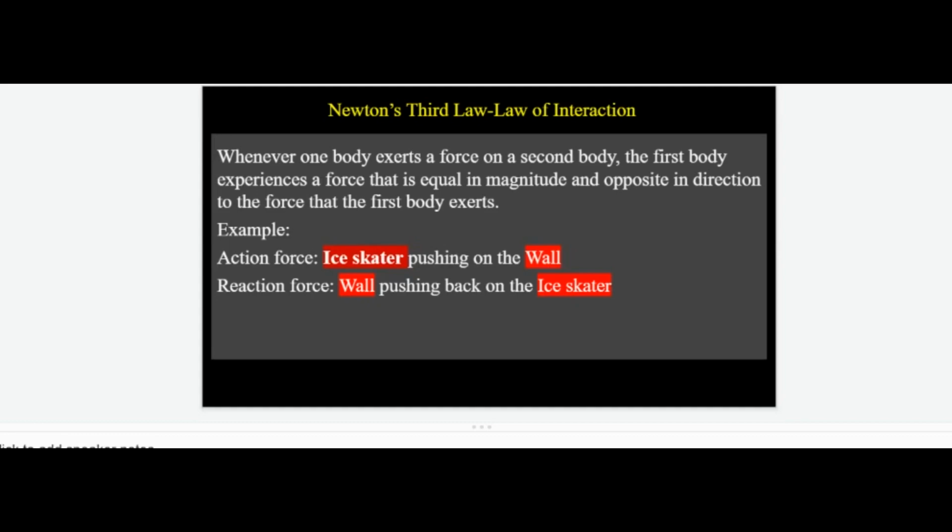The reaction force involves two objects. So, the wall pushing back on the ice skater. It involves an object A, which is the ice skater, and an object B. And that reaction will be the force on object B towards A. So here, the action force is towards B. On the reaction force, the force is towards A. So there's two different objects that these forces are acting upon.